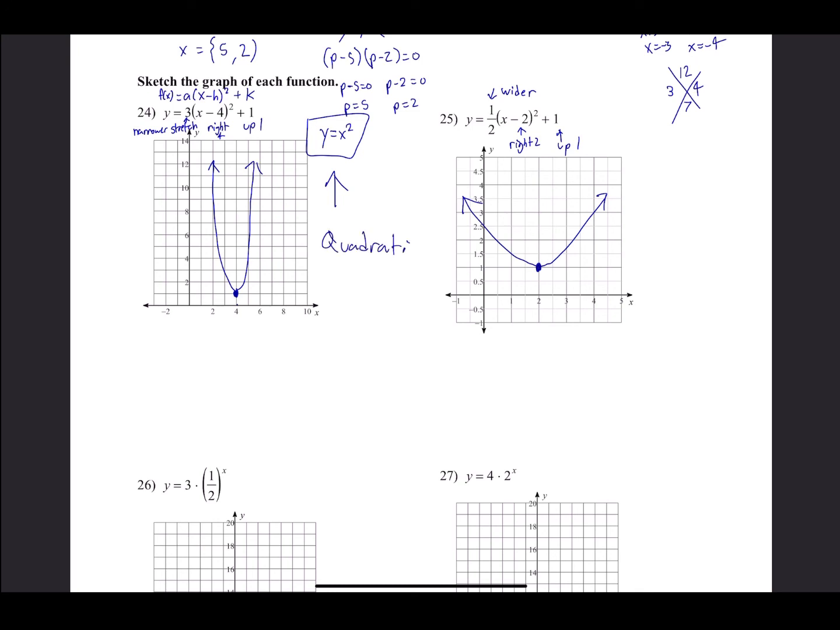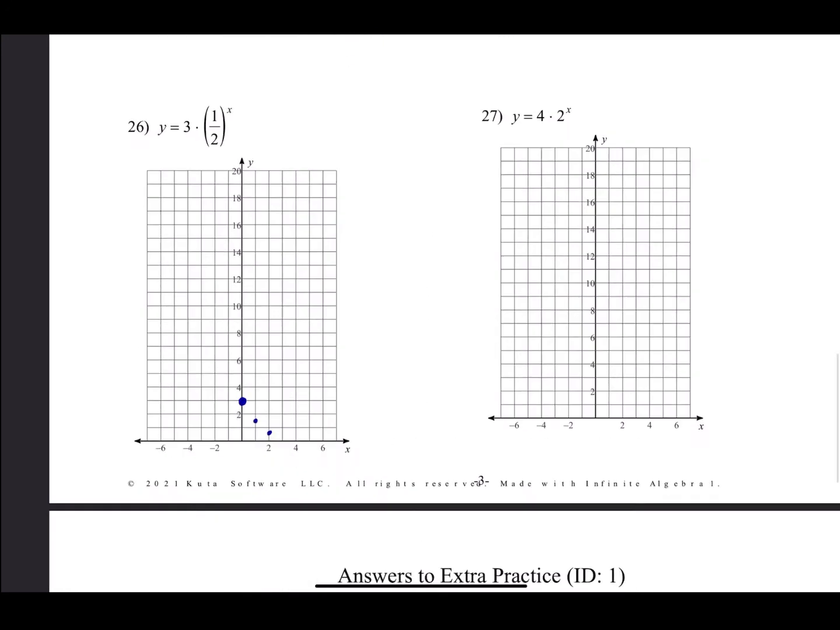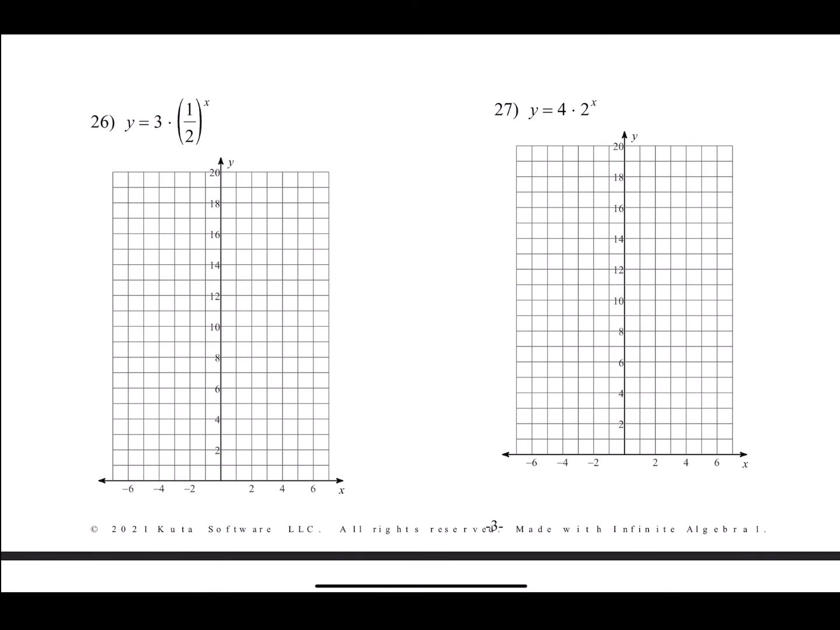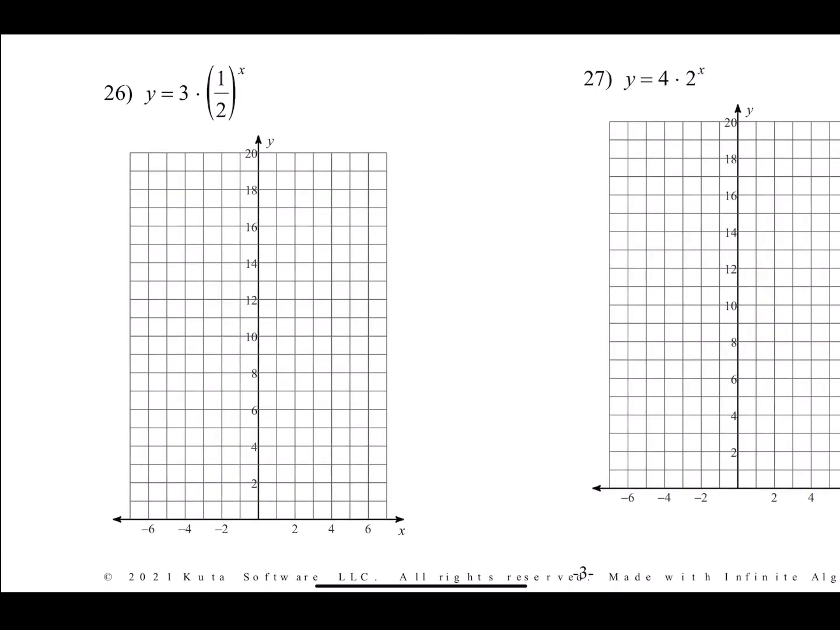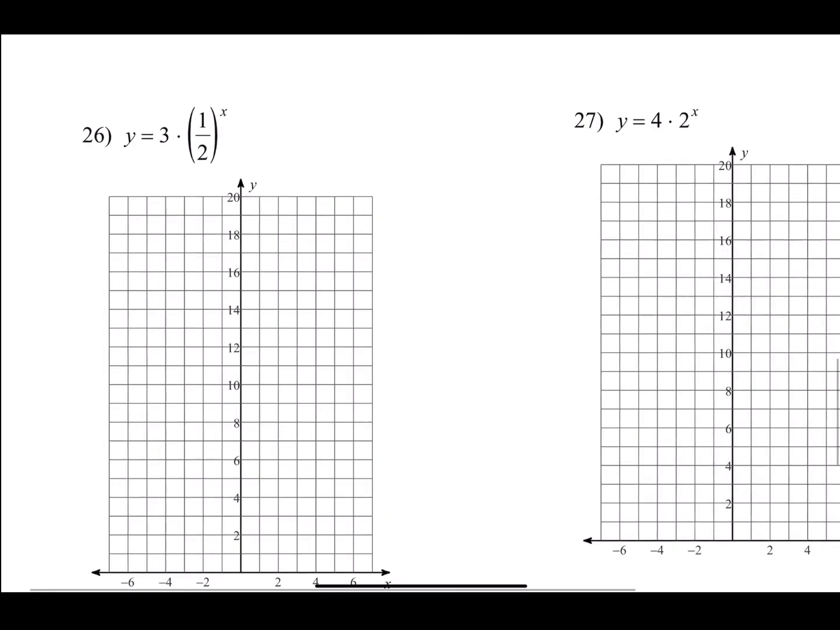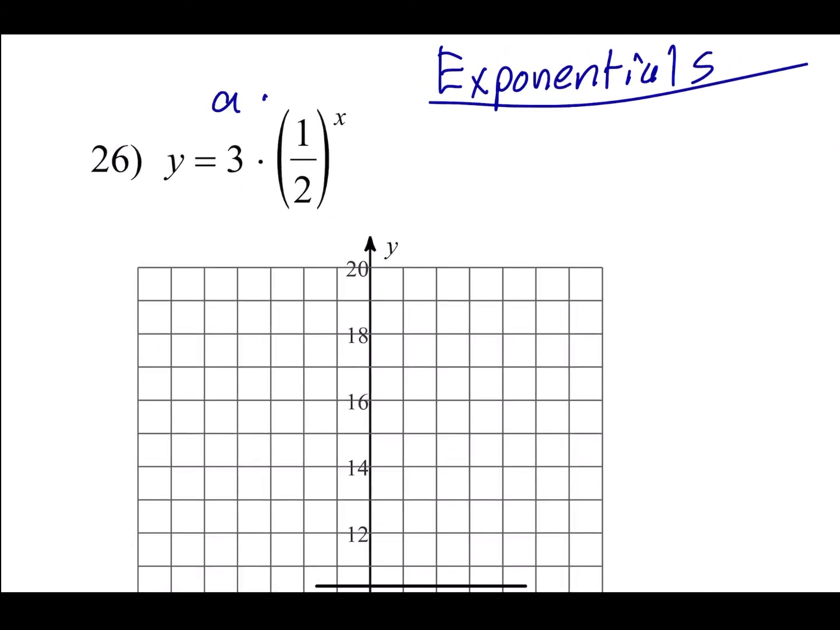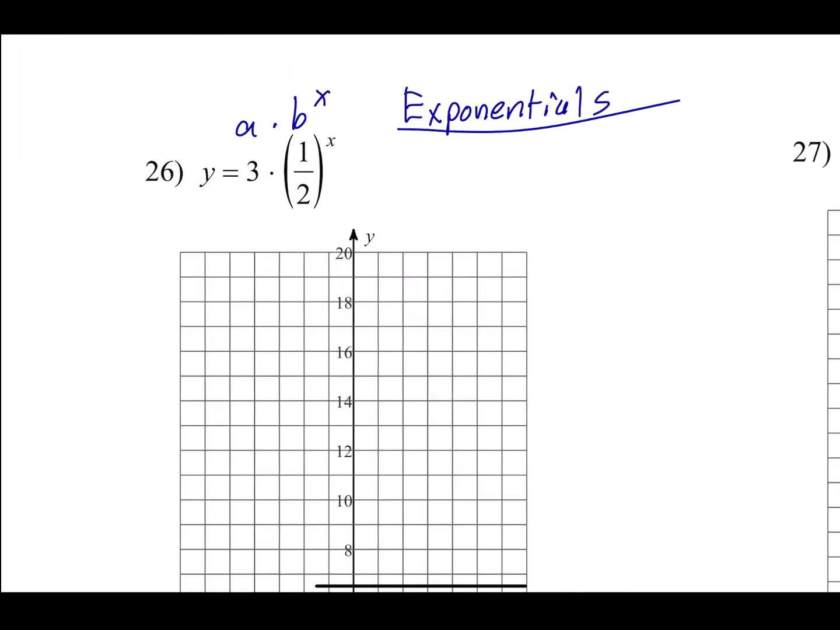Quadratics. 26. Y equals 3 times 1/2 to the x. These are exponentials. So a couple things we need to know. We need to know what A is, what B is. We need to know whether it's growth or decay. We need to know its y-intercept. So if A is 3, its y-intercept is 3. A is always the initial value.